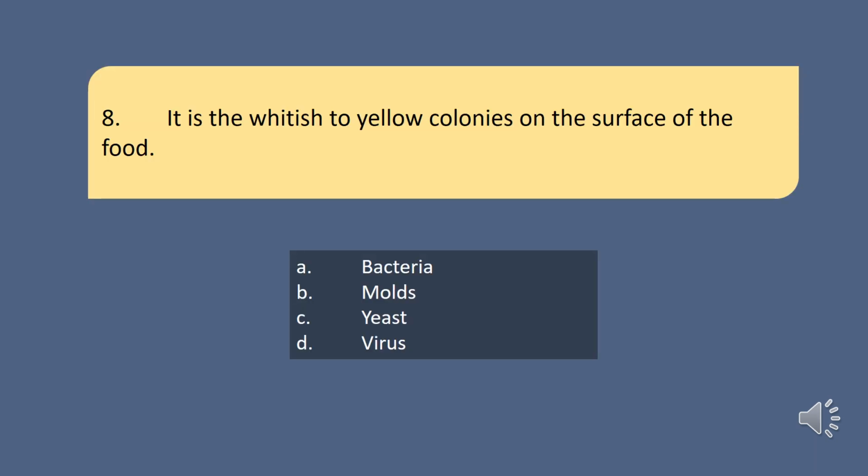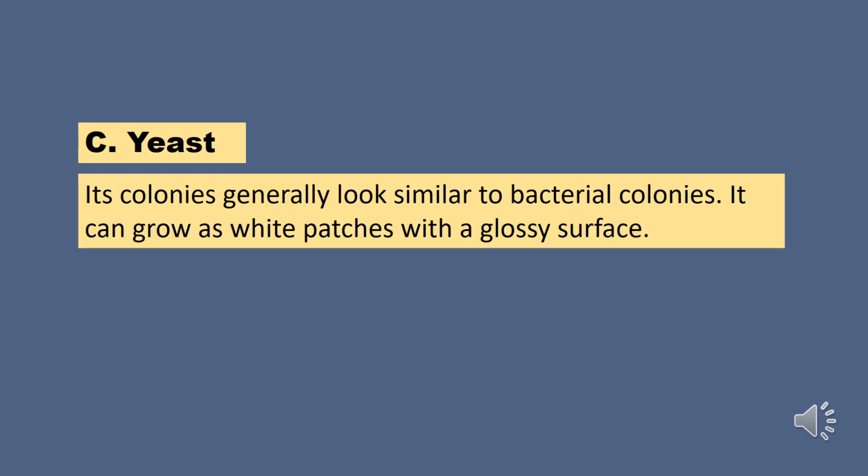8. It is the whitish to yellow colonies on the surface of the food. A. Bacteria. B. Molds. C. Yeast. D. Virus. The correct answer is letter C.